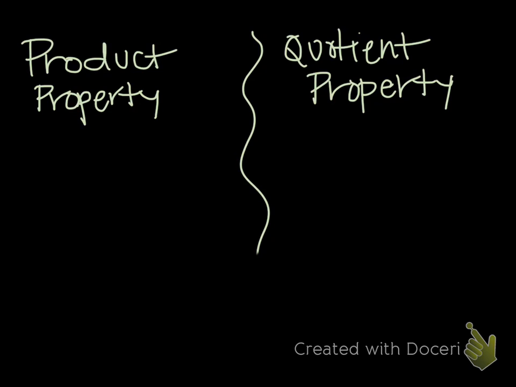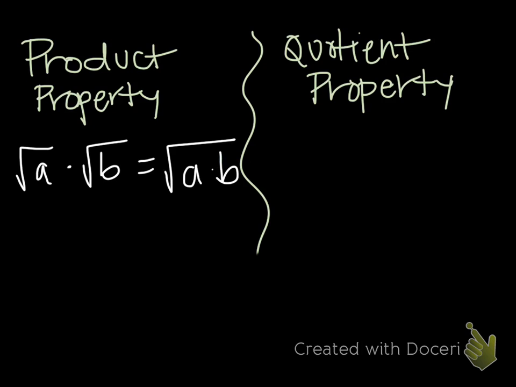So the next thing that we have to discuss is two properties. You're going to notice the past problems that we just did, they all worked out to be perfect squares. So now we're going to discuss, well, what happens if they're not perfect squares? So the product property says if I have two numbers underneath square roots that are being multiplied, I can put them underneath one square root and multiply the two numbers together. This property goes both directions, meaning I can multiply the numbers and put them together, or I can split them apart. Same goes for quotient.